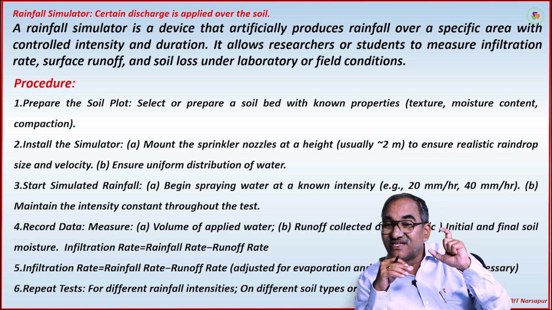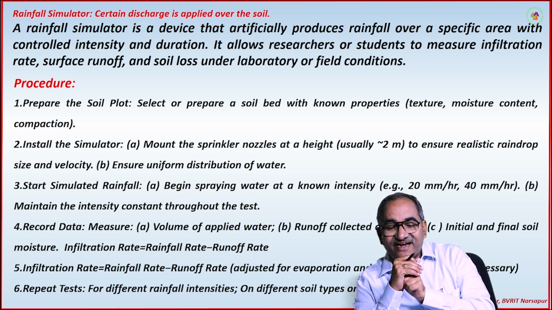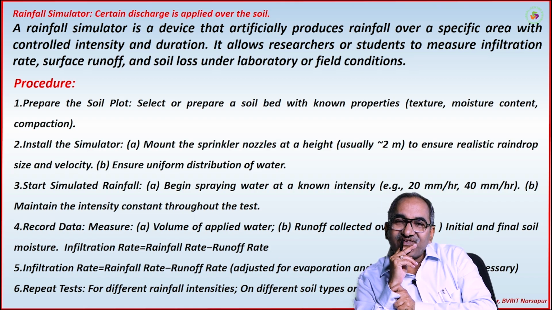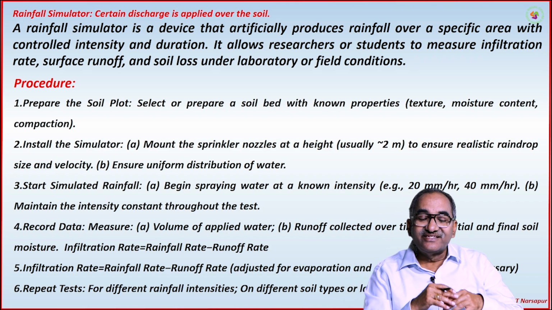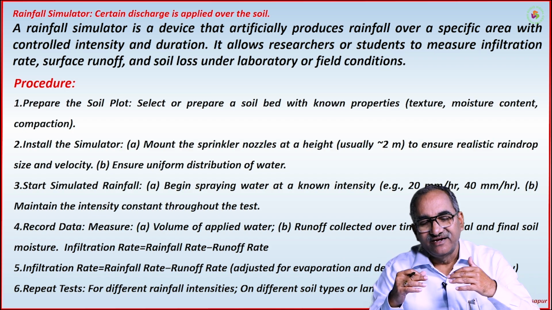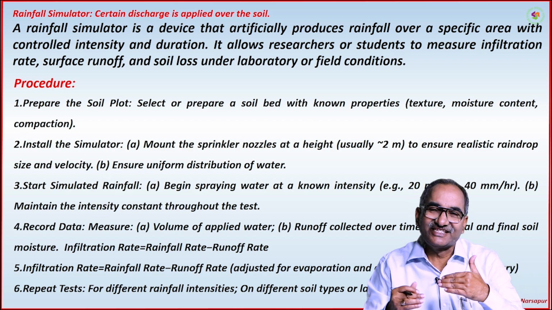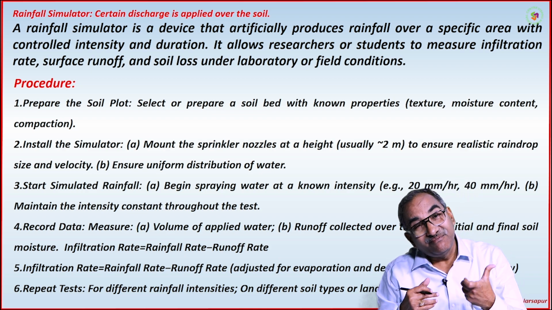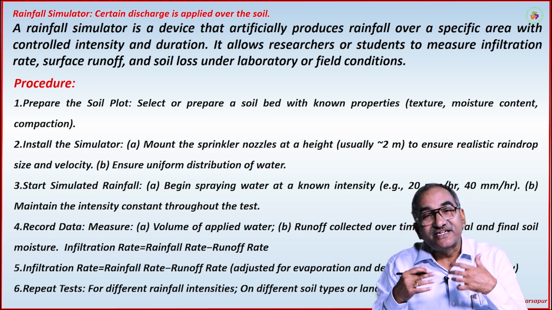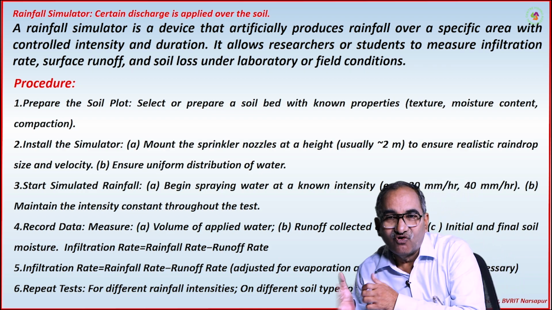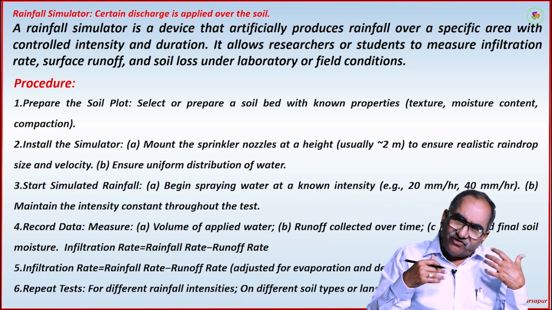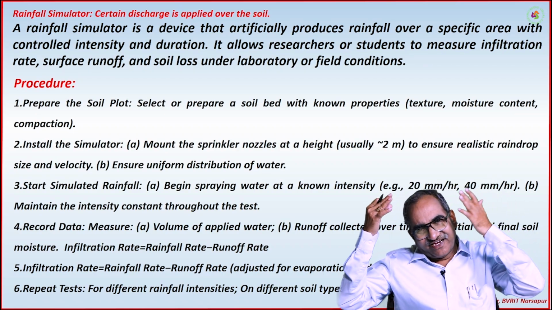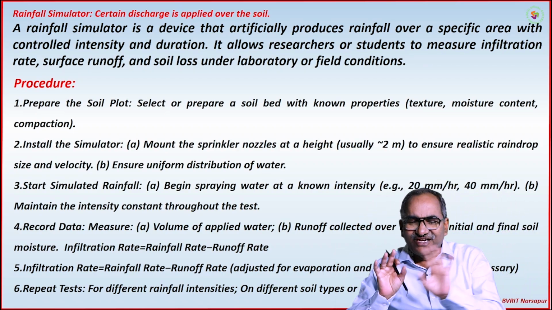Base principle is constant head is maintained, whereas in the case of rainfall simulator, some discharge is applied. This is why it is called the flux method. What do you mean by that flux method? Some certain discharge is applied over the soil, whether you apply it artificially or whether it is obtained by rain, whatever it is.